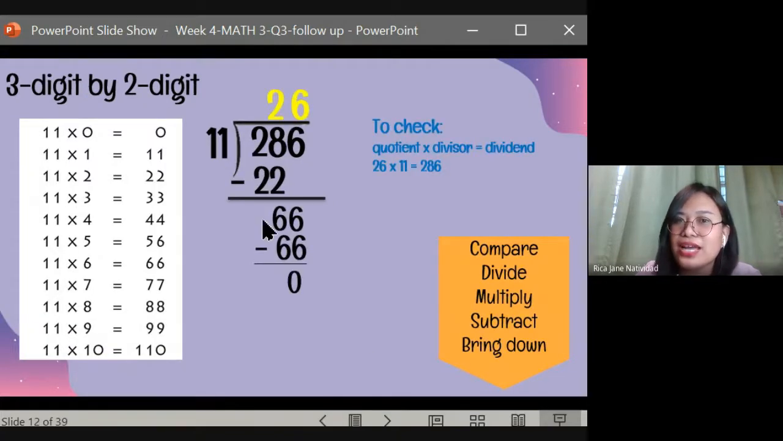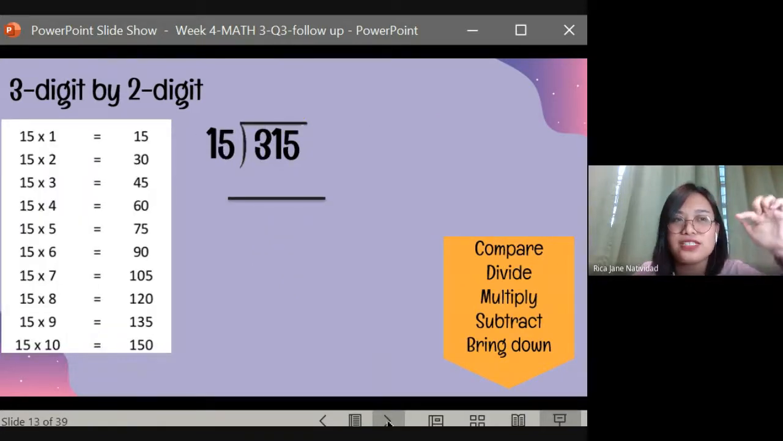If we want to check it, we just multiply the quotient times divisor. The product should be equal to the dividend. Another. Okay, pause this for a while, then try to answer it. Then you may play it again once you're done.